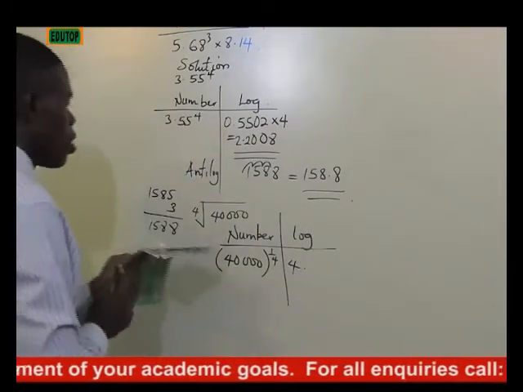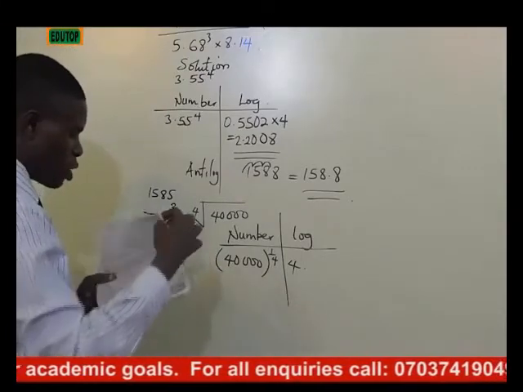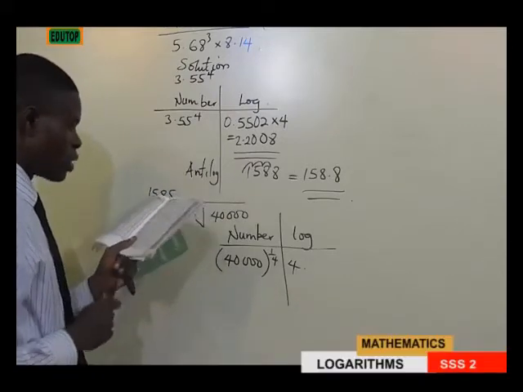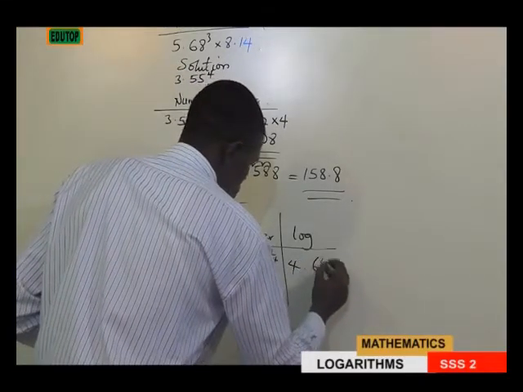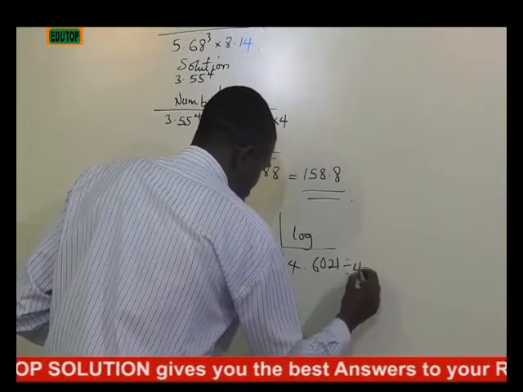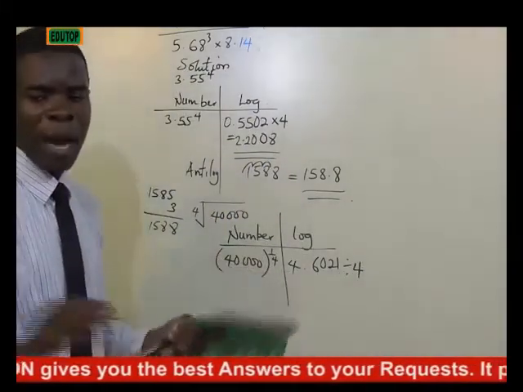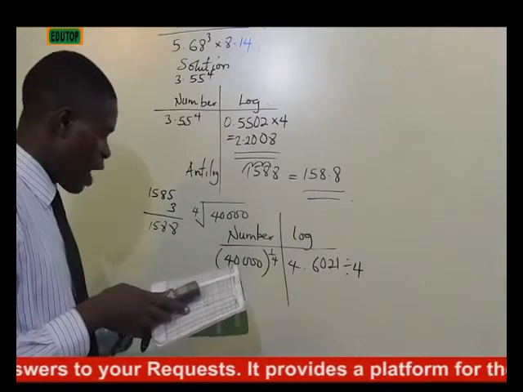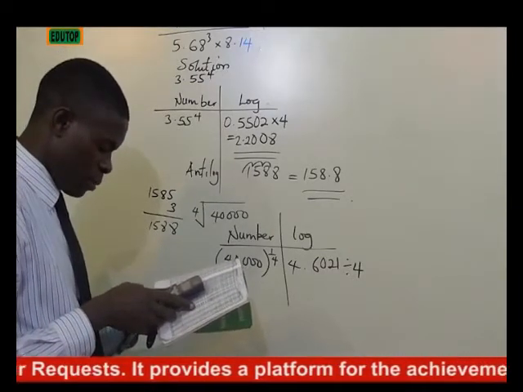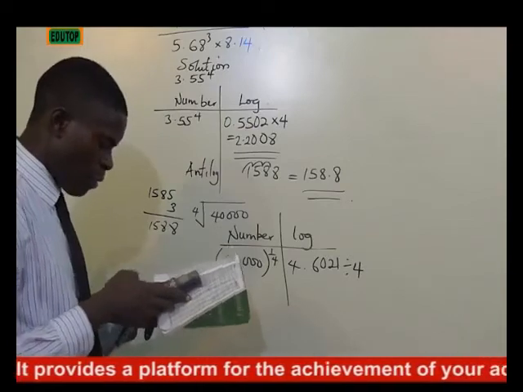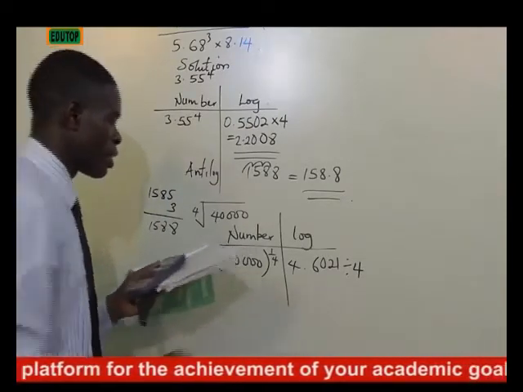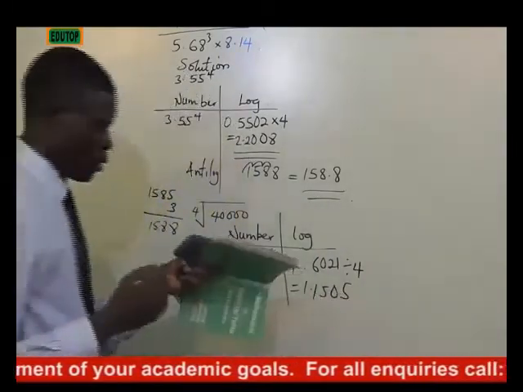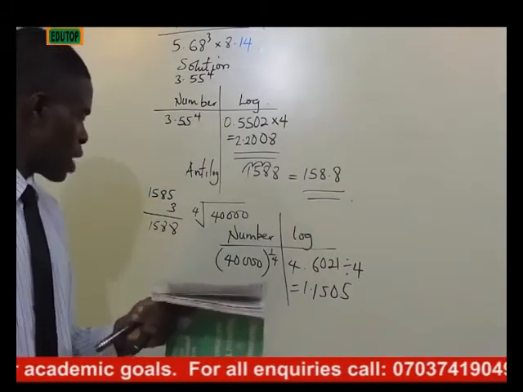Then we go to the log reading of number and check for 40 under 0, which is 6021. So we have 6021 and we divide by 4. If we divide this by 4 using our electronic device, then we'll have 1.1505. So that is the result that we are going to get from there.